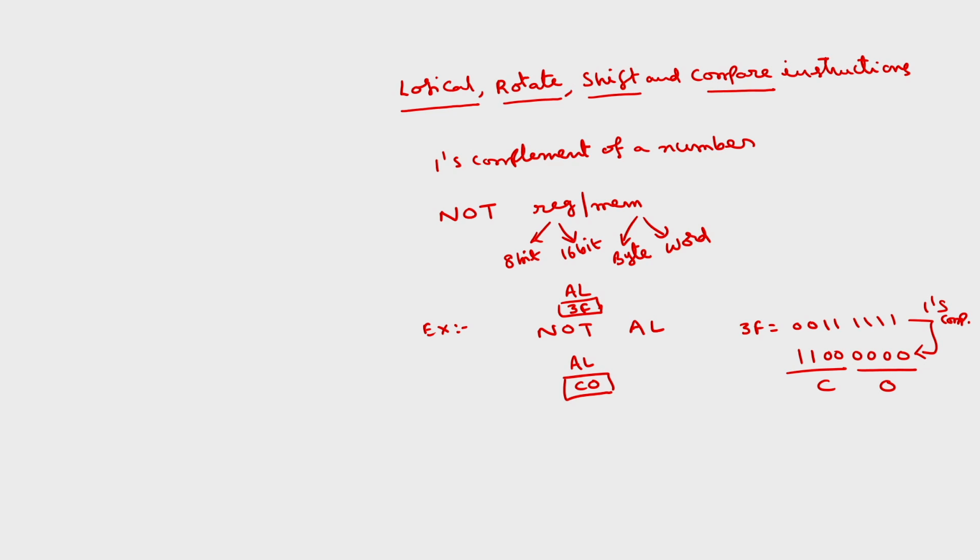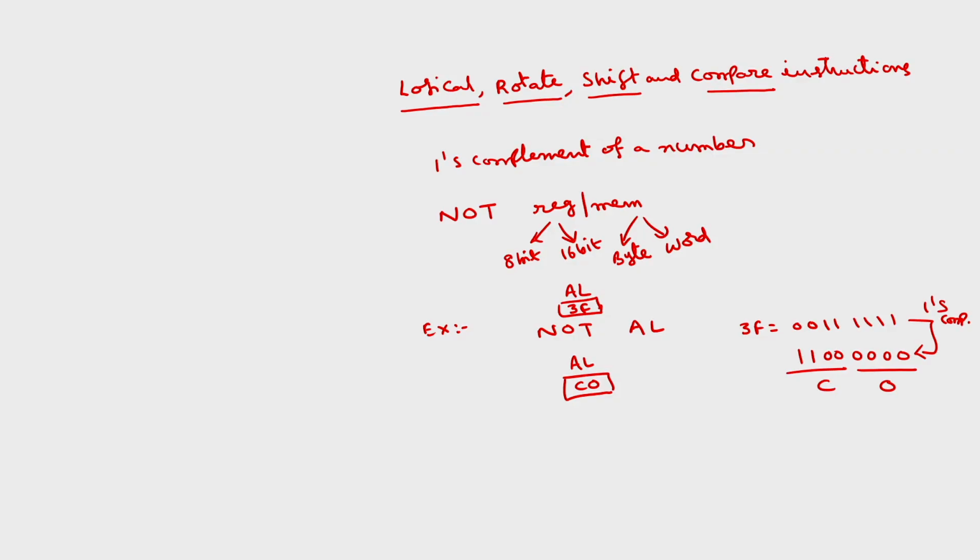Again, throughout the 8086 instructions, wherever memory is mentioned, it means the memory location that can be accessed by any of the addressing modes that we have discussed in the earlier classes. Similarly, you can take a 16-bit register. If I take NOT BX, and BX contents is 00FF, the 1's complement of 0 is F, and the 1's complement of F becomes 0. So after this, contents of BX becomes FF00. This is about the 1's complement.